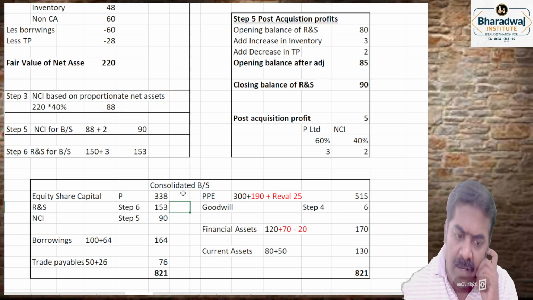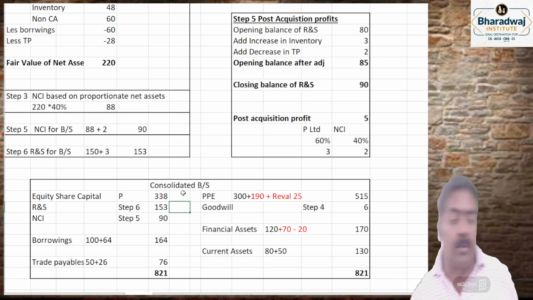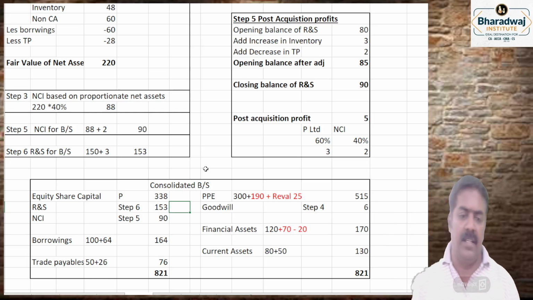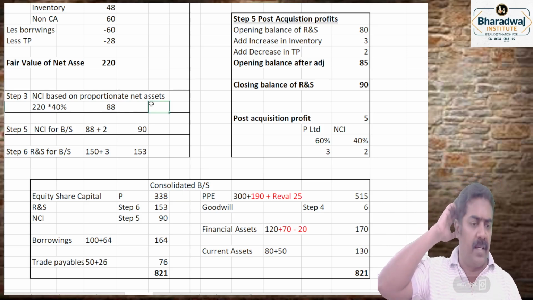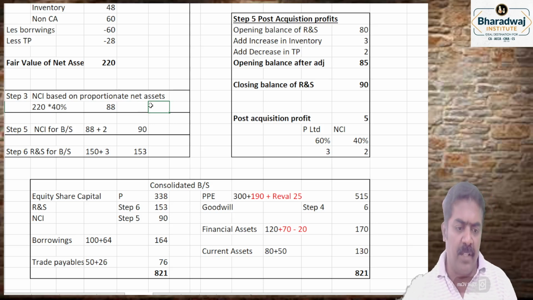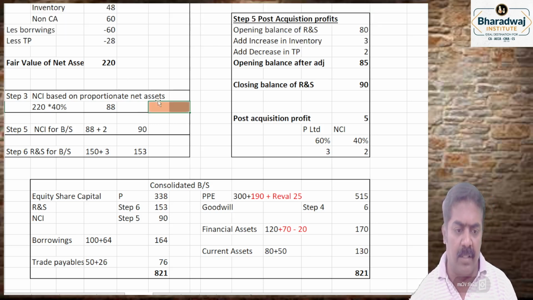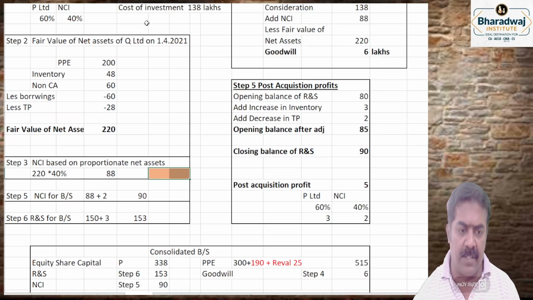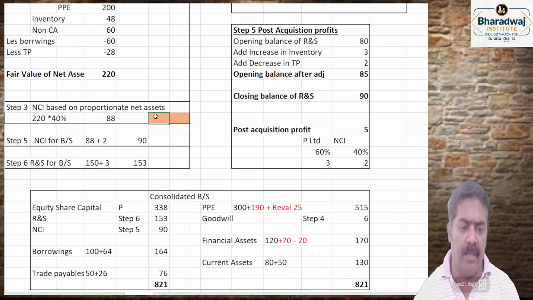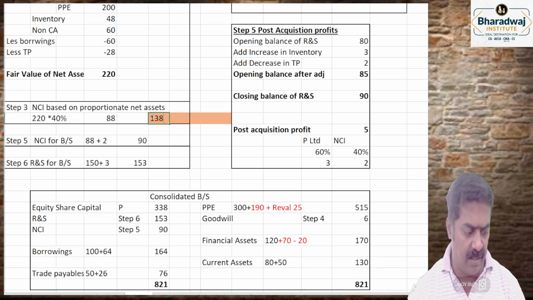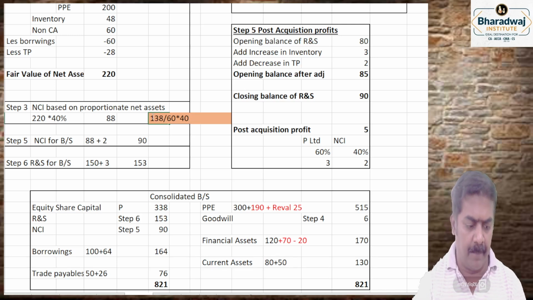Here NCI we valued based on which one? Proportionate net assets. NCI valued based on proportionate net assets. Suppose the fair value method works, the answer will be like this. Fair value method work panna simple. For 60% we invested how much? 138 means what is for 40%. Fair value method le pottingana change out. Okay. 60% if it is 138 invested for 60%, what is for 40%? How much it will be? 90.